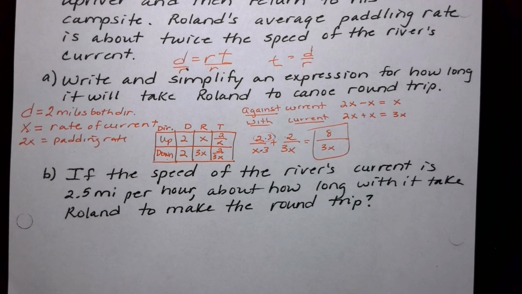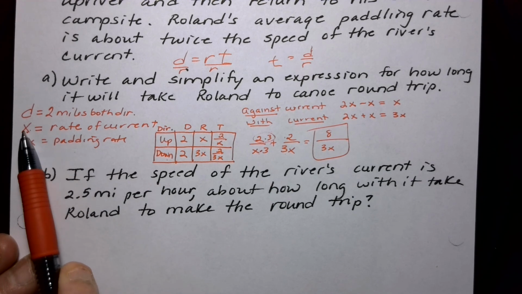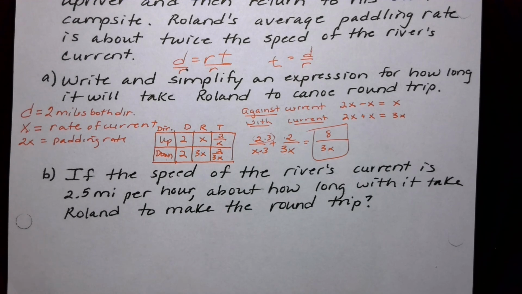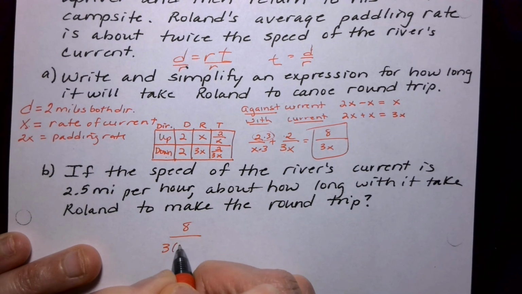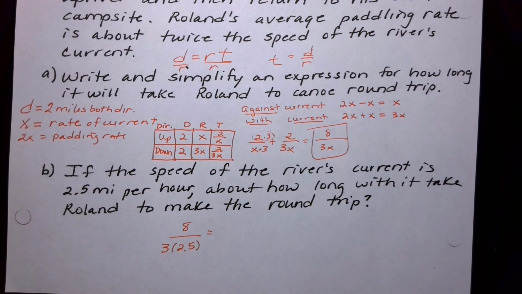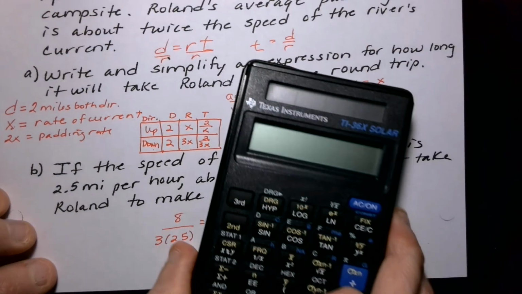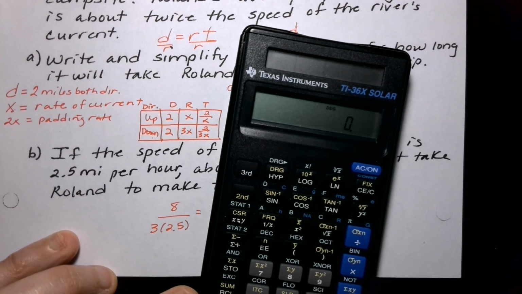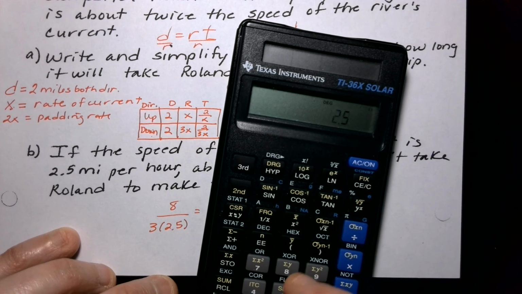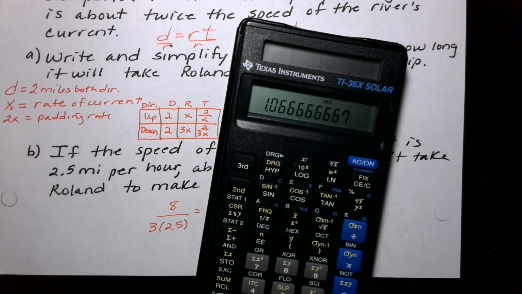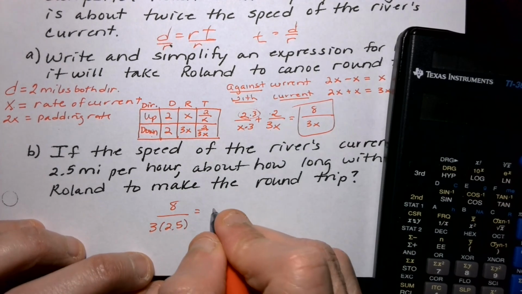Now, if the speed of the river's current is 2.5 miles an hour, how long will it take to make the round trip? Okay, so see, they gave you this now. They gave you the 2.5. So it'd be 8 divided by 3 times 2.5. What is that? Okay, 8 divided by parenthesis 3 times 2.5 parenthesis equals. So I get 1.06 repeating.